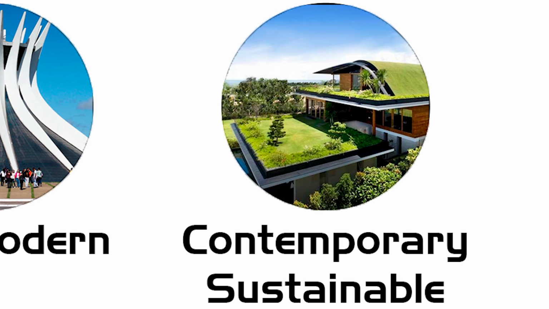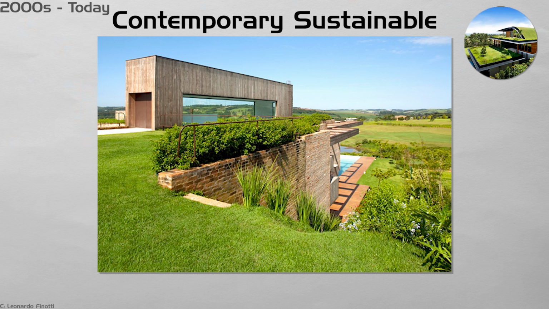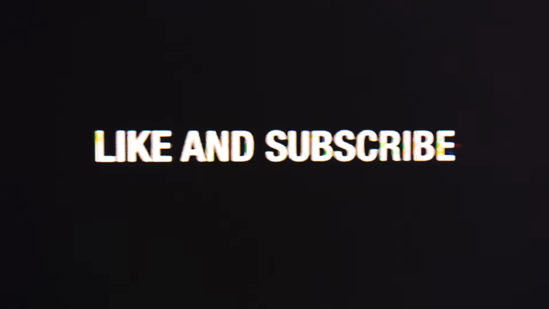Contemporary sustainable. Today, many Brazilian architects focus on energy efficiency, local materials, and bioclimatic strategies. Large glass walls harness natural light, while shaded outdoor areas and cross-ventilation reduce reliance on air conditioning. Green roofs, solar panels, and recycled materials are increasingly common. Contemporary homes may look minimalist or sculptural, yet they align with modern environmental standards, reflecting Brazil's ongoing innovation in eco-friendly design.